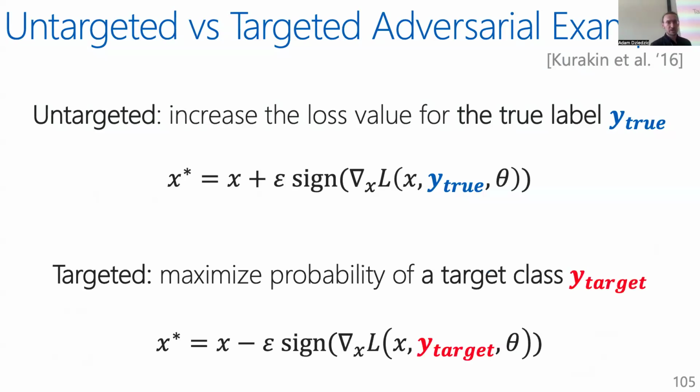But we can do another approach, which is targeted. In this case, we choose a specific class. Let's say we classify dogs versus cats, right? And y true is, for example, dog, and we want the model to predict cat. So y target would be cat. Then it's the opposite. To fool the model into any other class, we had plus; here we have minus, because we do the same as for the training. We minimize the loss of the model on this target class, in this case cat. So there are these two different approaches to optimization, right?